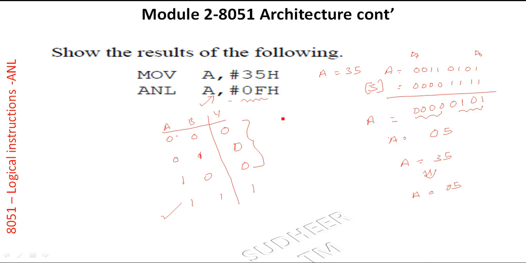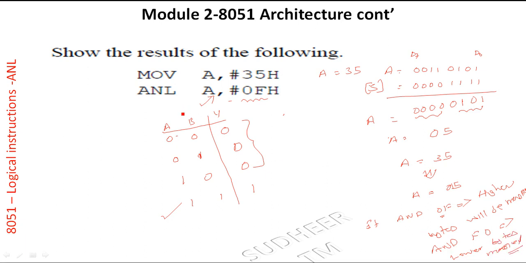If you AND with the 0F, what will happen? Higher order bytes will be masked, wherever you have the 0. Means we can take the lower order bytes from that. Then if you AND with the F0, what will happen? Higher order bytes will be retained, but lower order bytes will be masked.